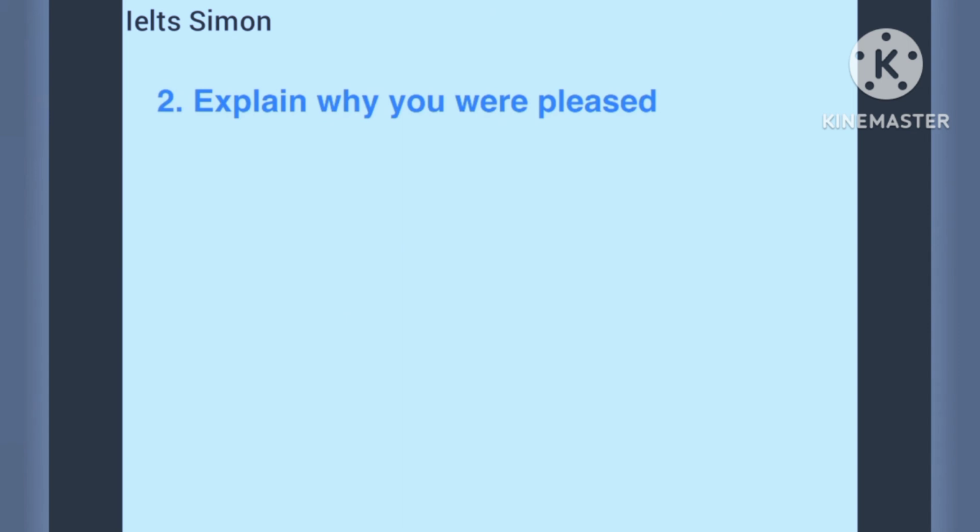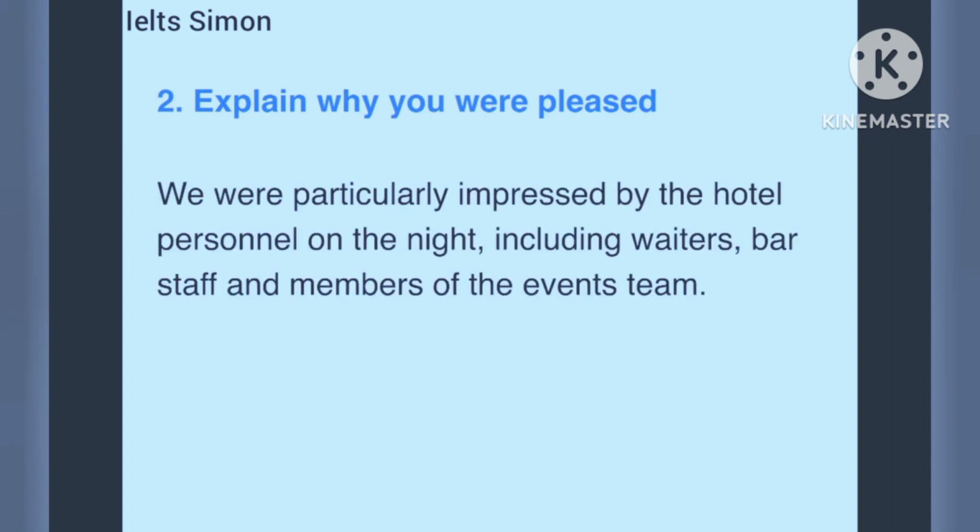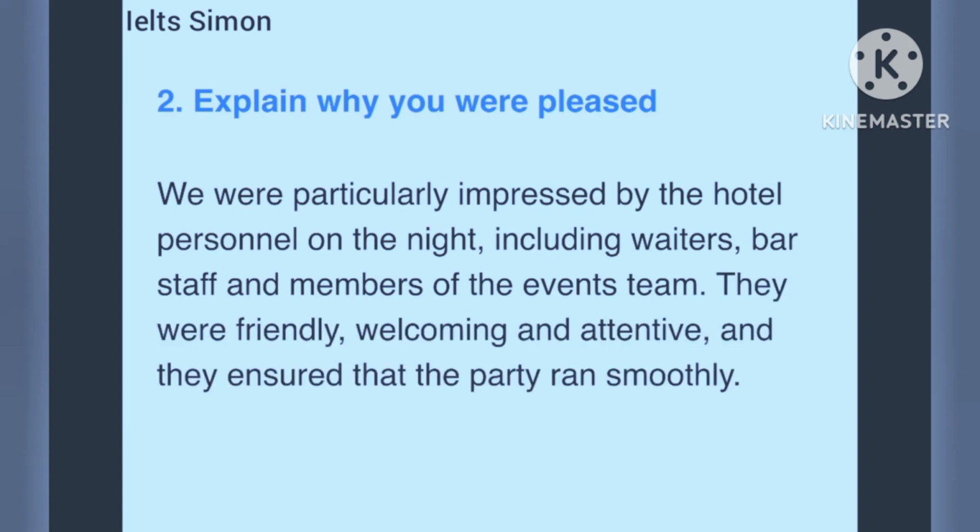On to point number 2. Explain why you were pleased with the hotel's service. Here's what I'm going to write. We were particularly impressed by the hotel personnel on the night, including waiters, bar staff, and members of the events team. They were friendly, welcoming, and attentive, and they ensured that the party ran smoothly. That fully answers point number 2. I'll look at the vocabulary that I've used a bit later. There are some good phrases in there, but I'll look at that later in this lesson.